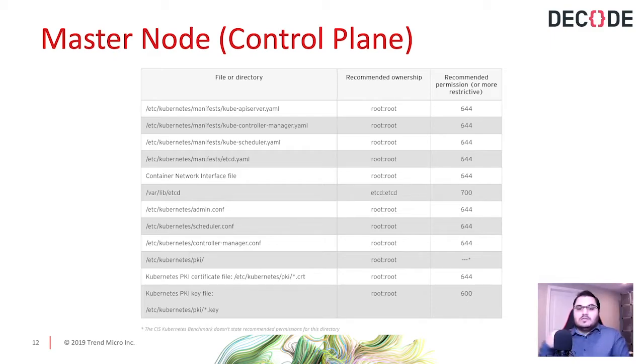So according to the CIS Kubernetes benchmark, version 1.5.1, which was released a few months ago, I think, there are some critical files on your master node that are important for you to manage and to monitor for their ownership and permissions, right? Those files are listed there in the slides. If any permissions or ownership change, you should be alerted about that because something might be going on in your cluster.